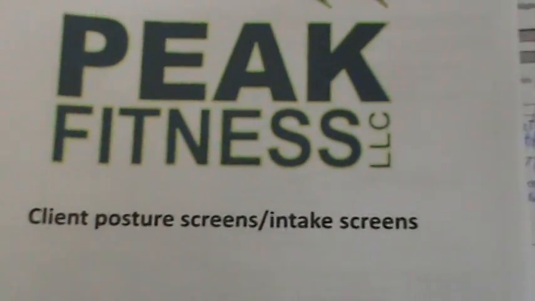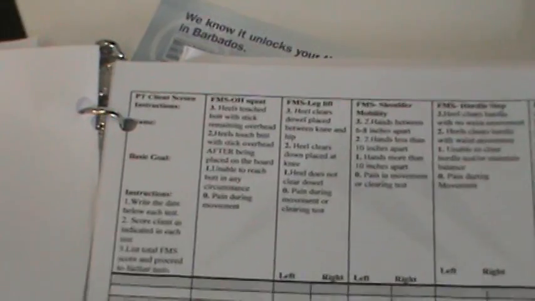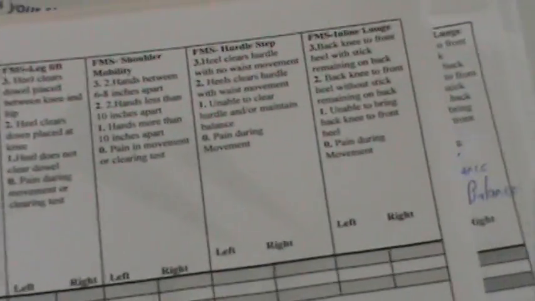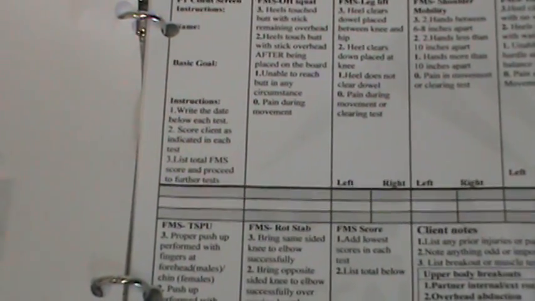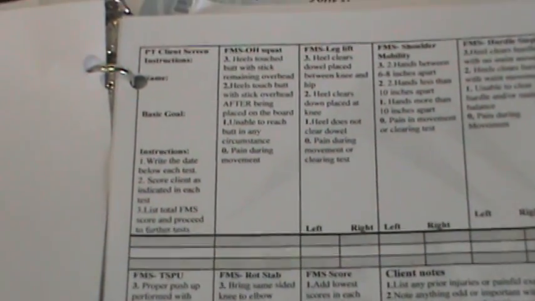Now moving on from this, we're going to turn to our client posture screens. These are for our groups. Every client that we're going to train is going to get an initial intake screen in which we put them through the FMS, we make detailed notes, and then based upon these notes, we're going to recommend a specific service to them. We then just store this in the notebook to look back over, so we can pinpoint anything that might be going on with them in the future.